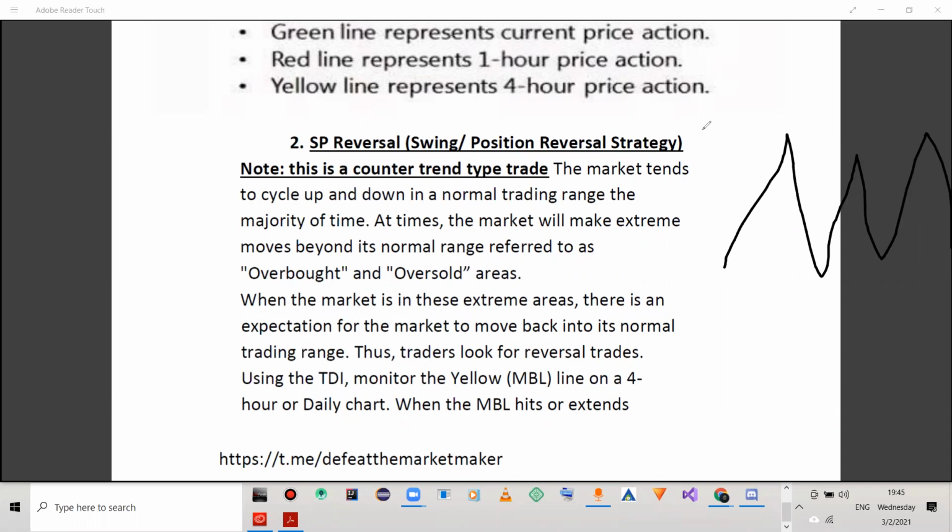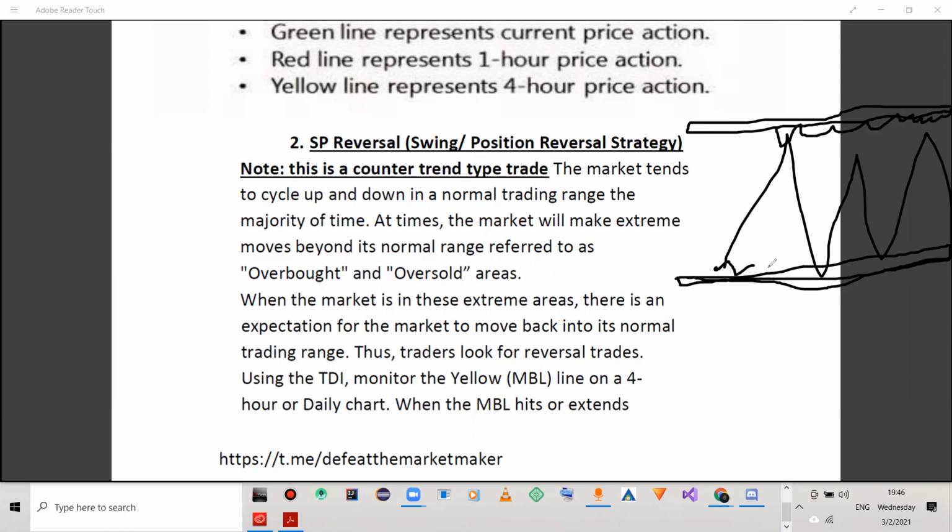Since this is a range, the high area here, the top area, is obviously going to have a name for itself. And this low area also has a name for itself. So when price is moving towards this area, it means price has been overbought. And when it is moving towards this area, it means price has been oversold. So this strategy is to catch trade reversals at these areas.